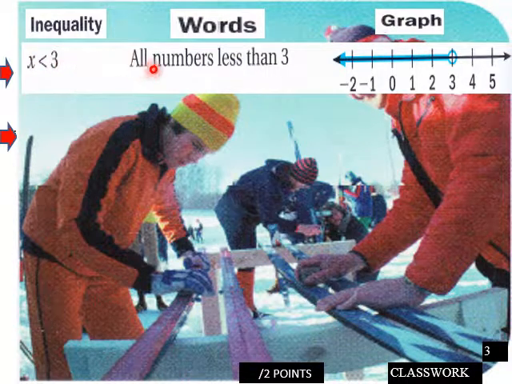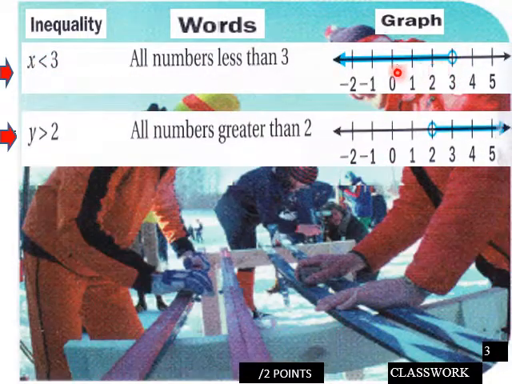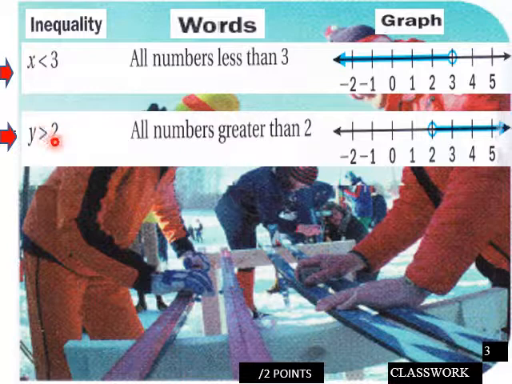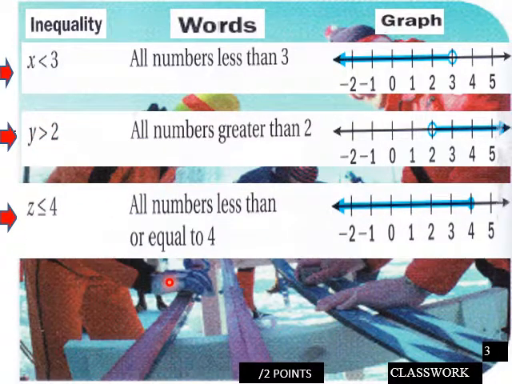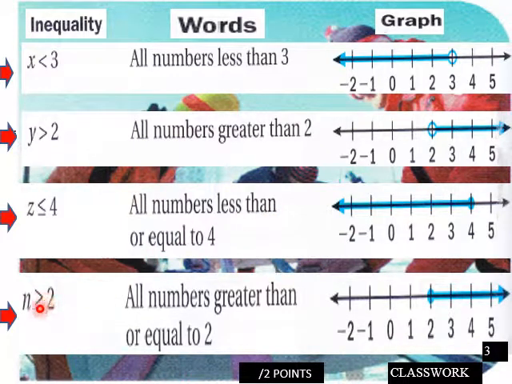When x is less than 3, all numbers less than 3, this will be the graph. It's a partial inequality, so it is an open circle. For this one we have the opposite: all numbers greater than 2, open circle, because this is a partial inequality. When you have a perfect inequality with a partial equal sign, then you close in your circle: all numbers less than or equal to 4. Same thing here, a perfect inequality, so the circle is closed: all numbers greater than or equal to 2.